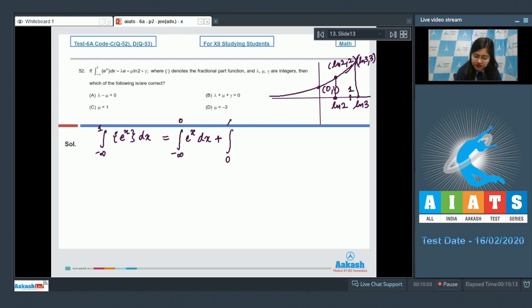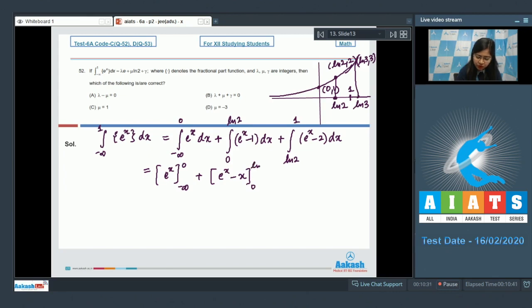So from 0 to ln 2, the value will be e raised to the power x minus 1 dx, and when it goes from ln 2 to 1, then it is e raised to the power x minus 2 dx. So we just have to solve these integrals. Now the integral of e raised to the power x is e raised to the power x from minus infinity to 0, plus e raised to the power x minus x from 0 to ln 2, plus e raised to the power x minus 2x from ln 2 to 1.